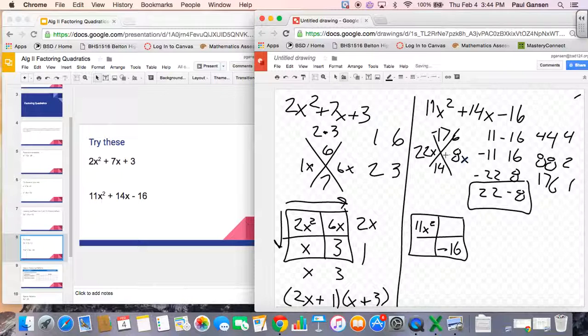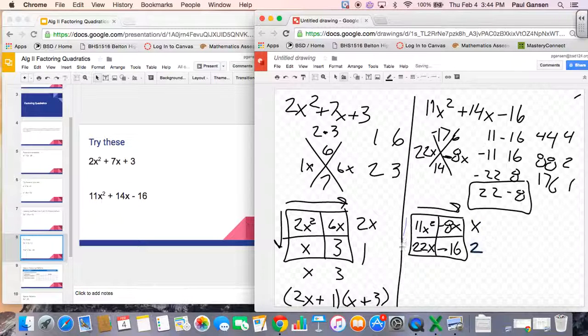That's a negative 8x. And again, the beauty of this is that it doesn't matter where we put them. We can put negative 8x here. We'll put 22x here, and it's going to come up with the same answer. Again, going in this direction to start out with, 11x squared minus 8x, the only thing they have in common is the single x. 22x minus 16, these both have a common factor of 2, and that's it.